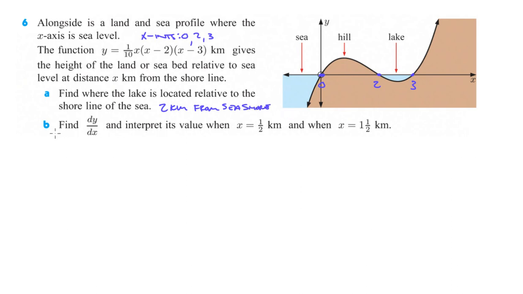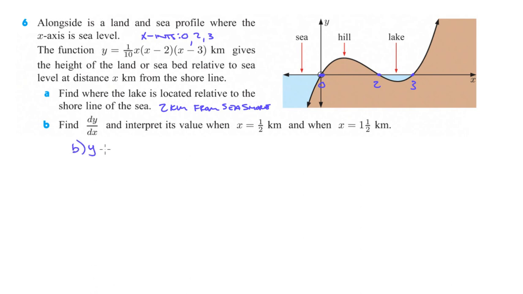Okay. And then part B says find dy/dx and interpret its value when x equals 1/2 kilometer and x equals 1.5 kilometers. Okay, so if we want to find dy/dx, pretty sure we're going to have to actually FOIL this thing out. We're going to have to multiply this all out and then do our derivative. Okay, so let's do that.